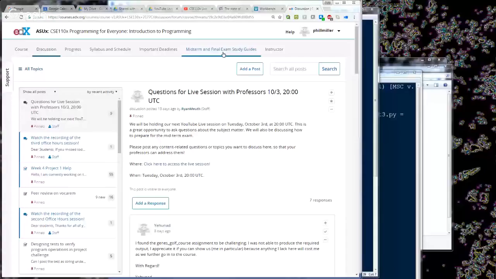The first one is there's a study guide online. If you go to the top bar on the class, it says midterm and final exam study guides. That basically gives an overview of all the topics that we're going to expect you to know in order to prepare for the exam. So these are places where you should go and read and rehash those topics and make sure that you know what it is that you're preparing for.